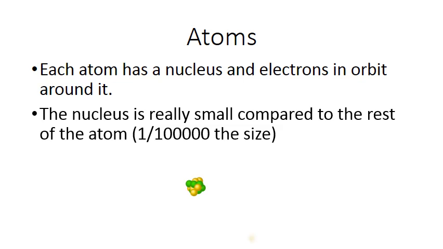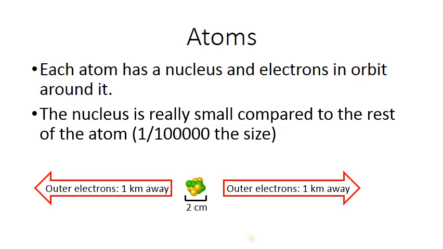That means if we had a nucleus about this big, which is around 2 centimeters across, the edge of the atom would be a kilometer away in either direction. So this atom would be a kilometer or 2 kilometers across. So it would be extremely large. Another way people like to explain this is if you had a nucleus the size of a pea, the atom would be the size of a football stadium.